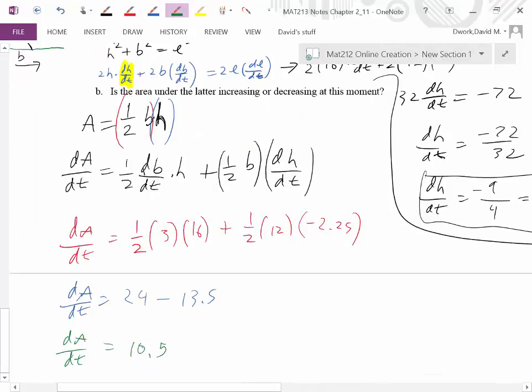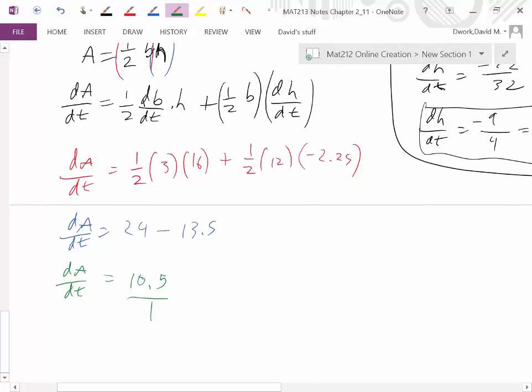Okay, so this is what I got when I substituted those numbers and ground it out. I got 10.5. So stop and ask yourself, what does that mean? If you put that over 1, it helps us read it against this notation. If it's a positive number, that means our area is getting bigger. If it was a negative number, then it would mean our area is getting smaller. So the change in area is 10.5 feet squared, because it's area, per 1 hour. So to answer the question, is our area getting bigger or smaller? This tells us it is getting bigger at this moment.